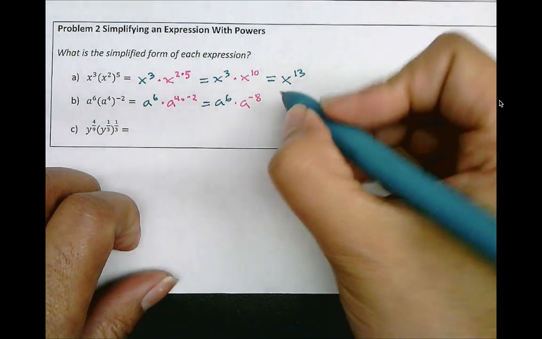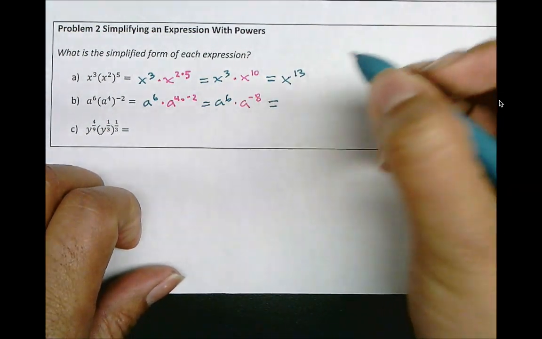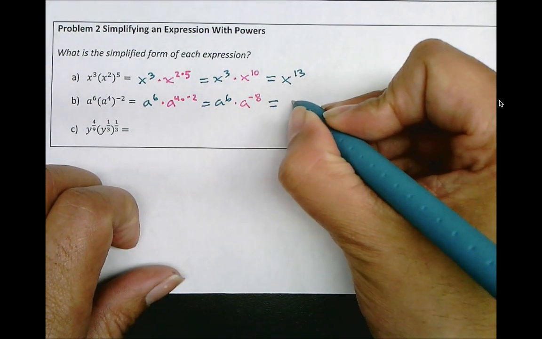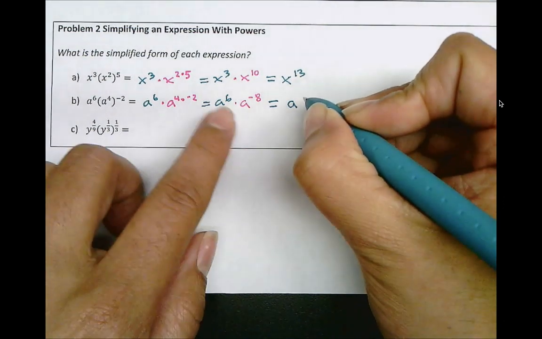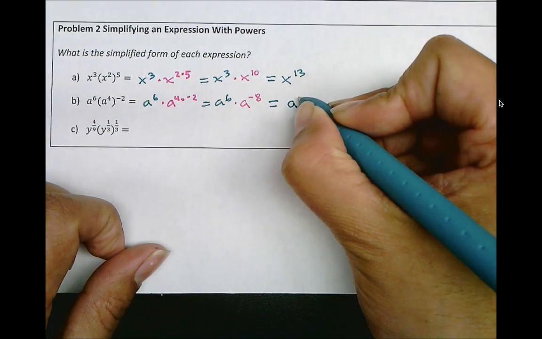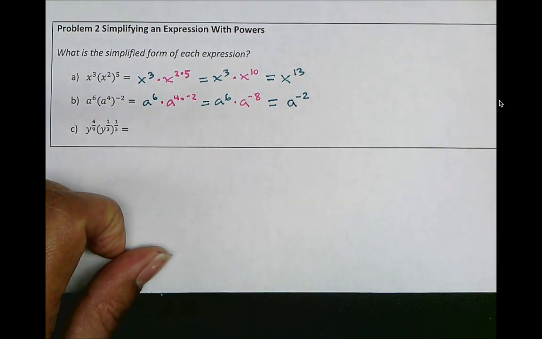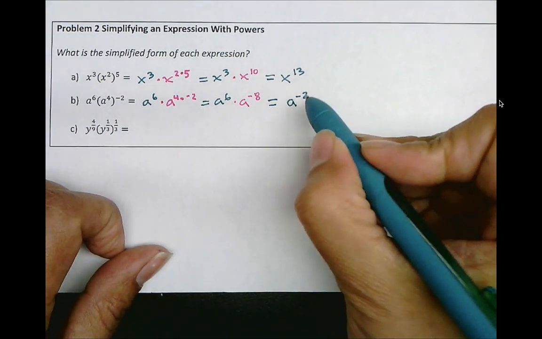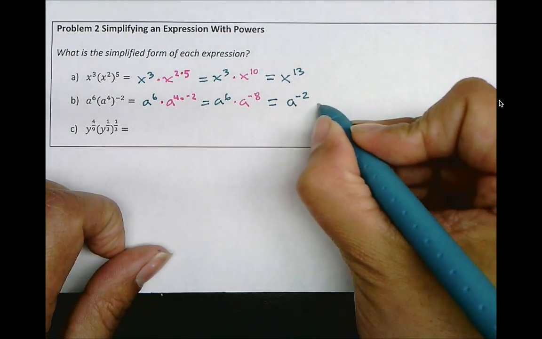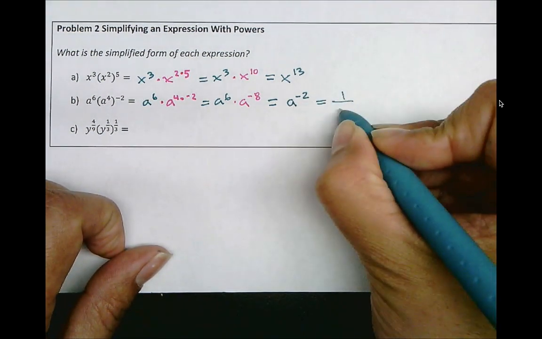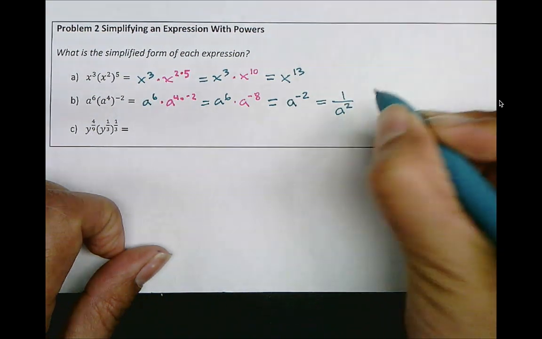Let's go ahead and add our exponents together because we are multiplying powers with the same base. So we get a to the power of, what is 6 plus negative 8? That is negative 2. This takes us back to our lesson on negative exponents. Let's simplify this by moving this term down into the denominator. So we get 1 over a to the power of positive 2.